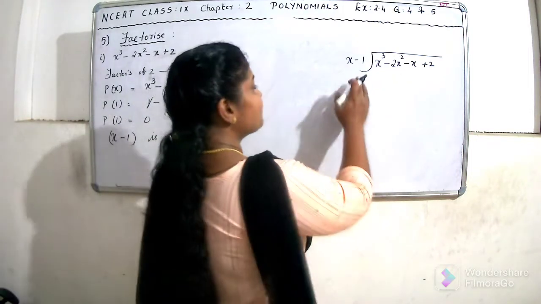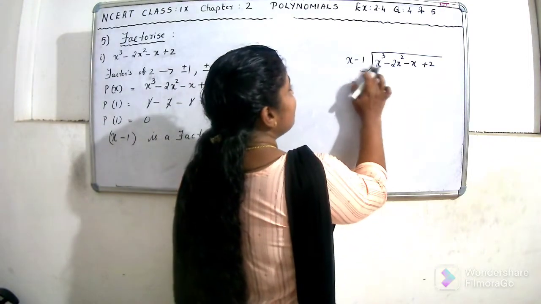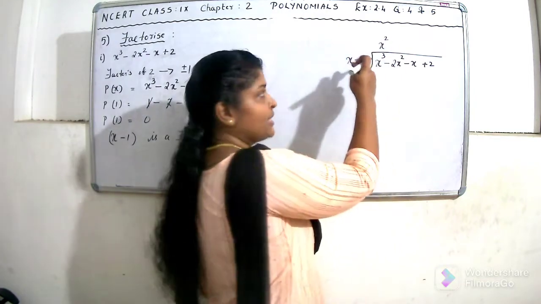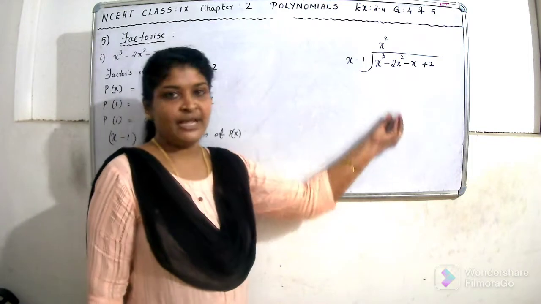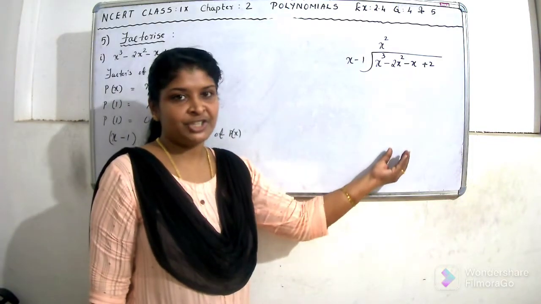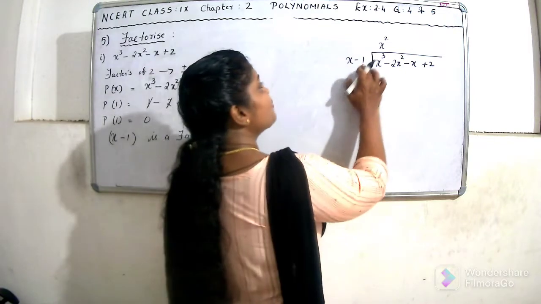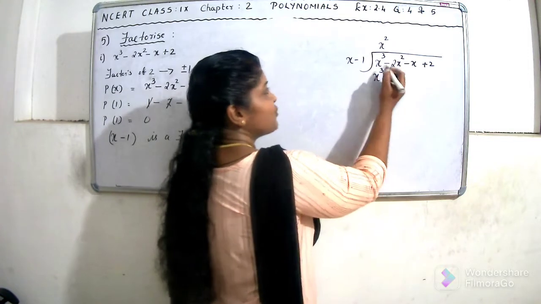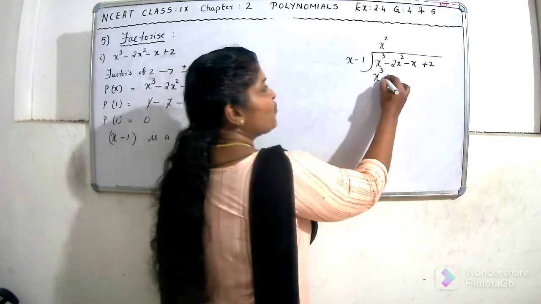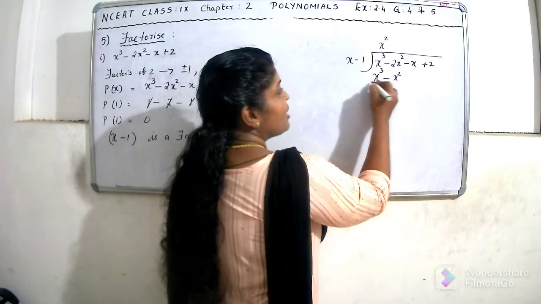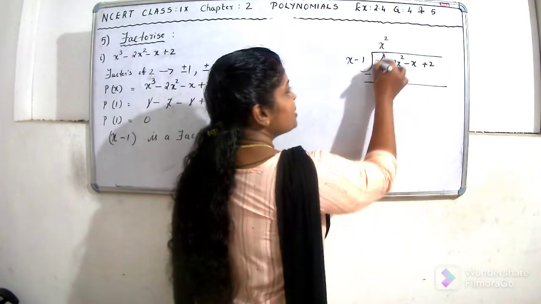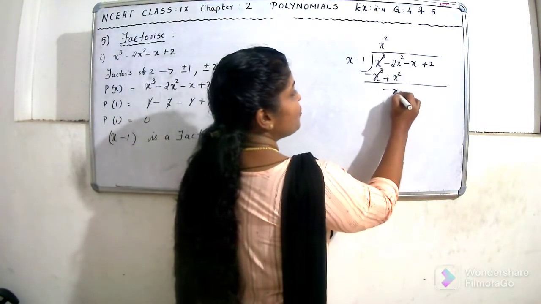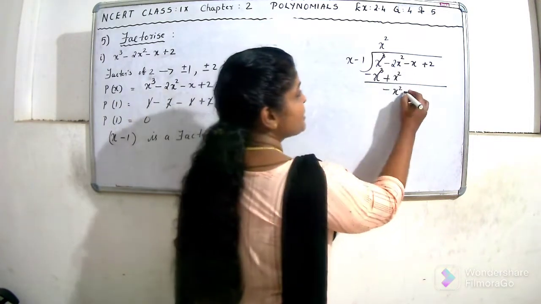x minus 1 in x cube, how many times is it going? x square times. Now multiplication. I explained this in detail when we took the long division method topic. So x minus 1 into x square: x into x square gives x cube, and negative 1 into x square gives negative x square. Now subtraction, which means signs change and these two terms are eliminated. Now we get negative x square, and we bring down the next term.